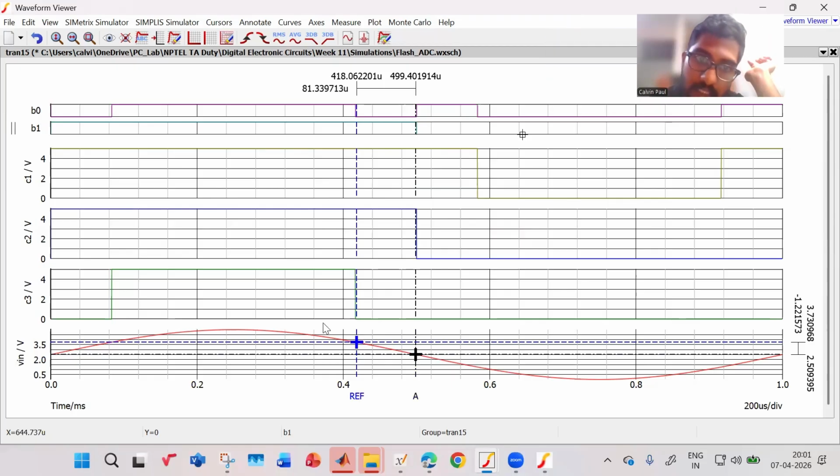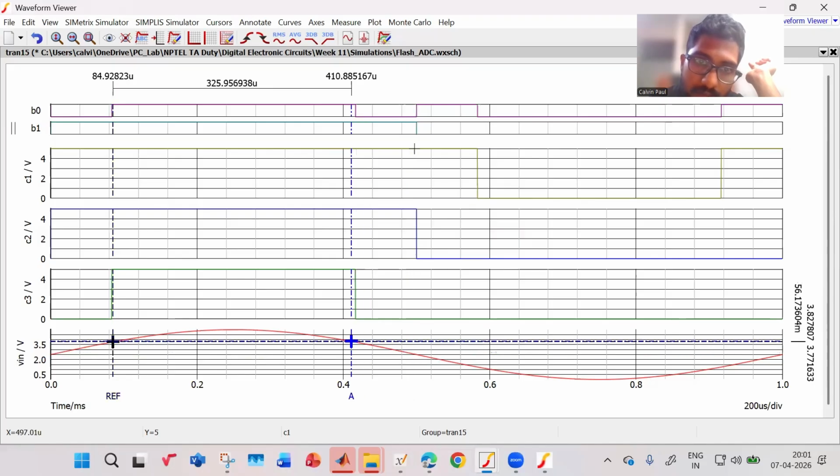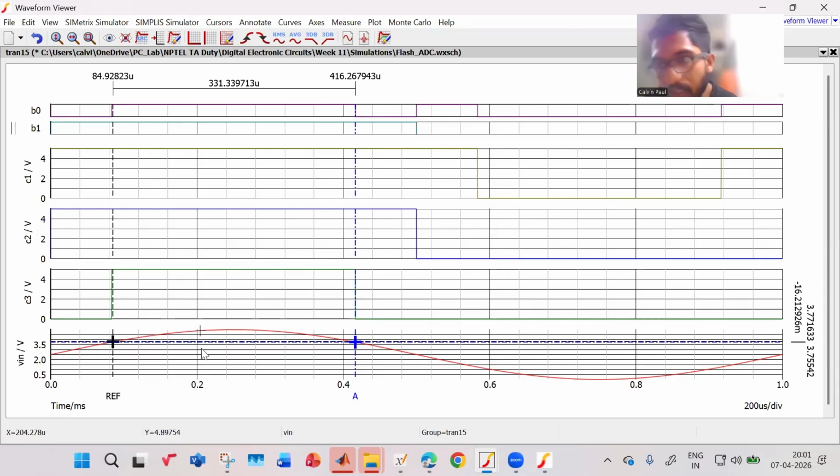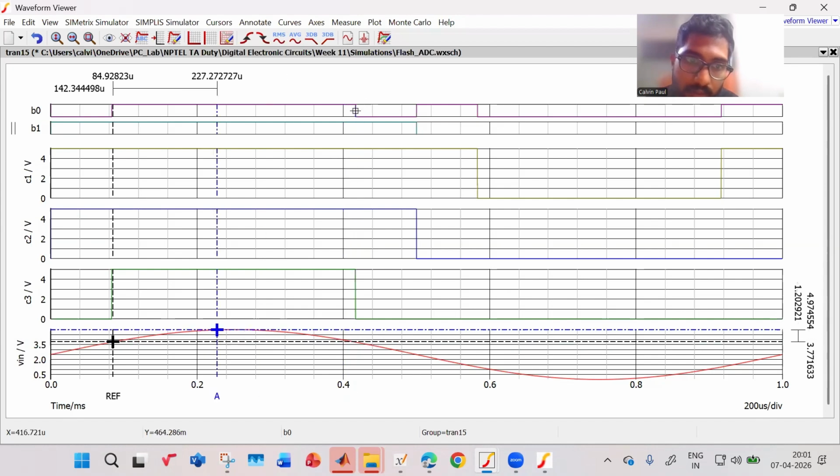Now, let us check the case when all are 1, between here and here. Your C2 is 1, C3 is 1, C1 also is 1. What is your input voltage in this range? It is greater than 3.75. Here your input is almost 5 volt. So between 3.75 and 5 volt, B1 will be 1 and B0 will be 1. Similarly, the other ranges are there.